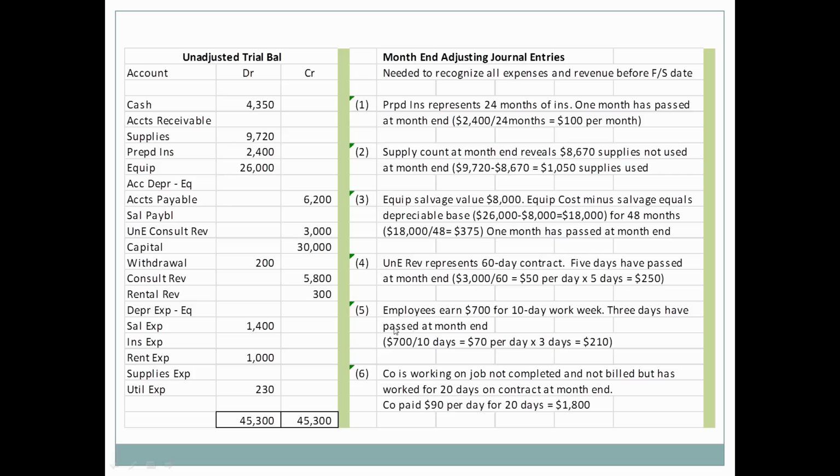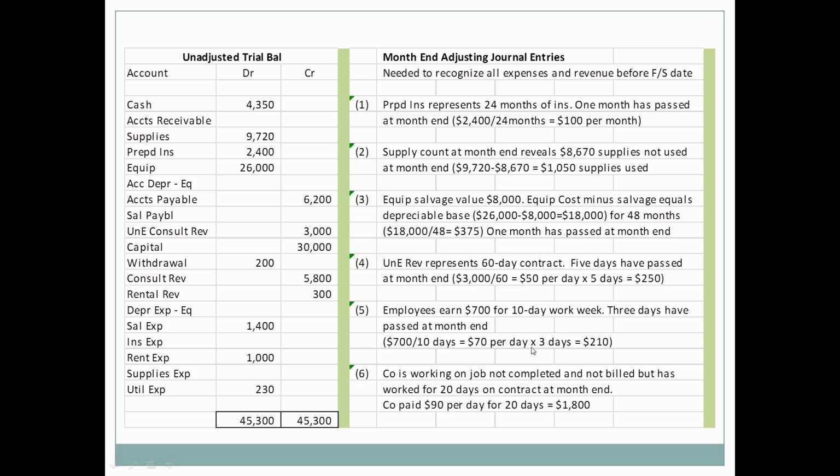Next, we know that our employees are earning salaries even since the last time we paid them. So now we have to take into consideration the employees which are helping us earn the income, so we need to match the expense to the income, our matching principle. So employees earn $700 for a 10-day work week. 3 days have passed at month end, so $700 divided by 10 days means that $70 a day is what we pay our employees.